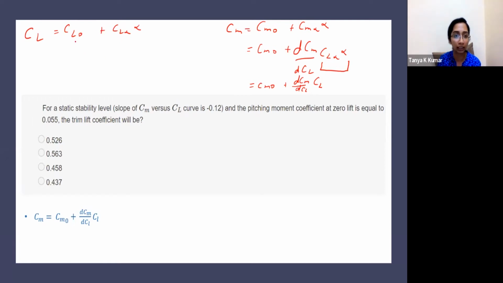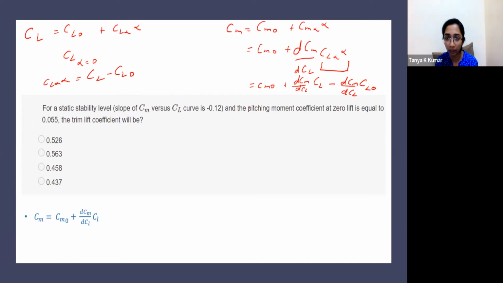Now, this CL naught is CL at alpha equal to 0. So actually, what this should have been is an extra minus dCM by dCL into CL naught, because here CL alpha into alpha would be CL minus CL naught. And the CL naught is CL at 0 angle of attack.